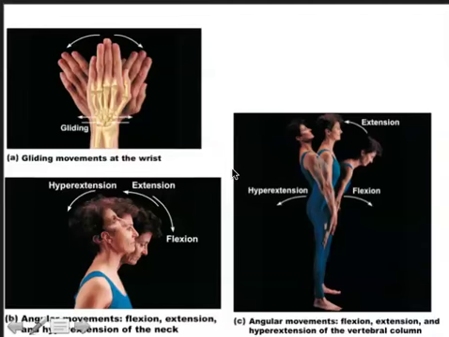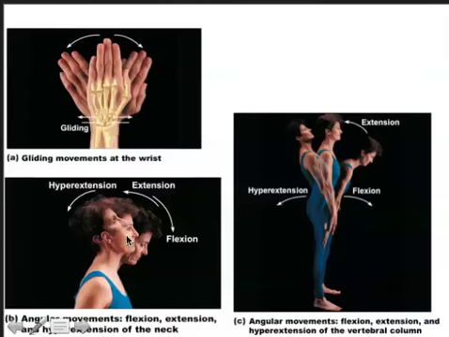Gliding movements of the wrist shown here. Okay, so you can see how we can move the wrist either in a medial or lateral direction due to the ability of these bones to slide across each other's surfaces. If we move laterally, that would be abduction. If we move medially, that would be adduction.